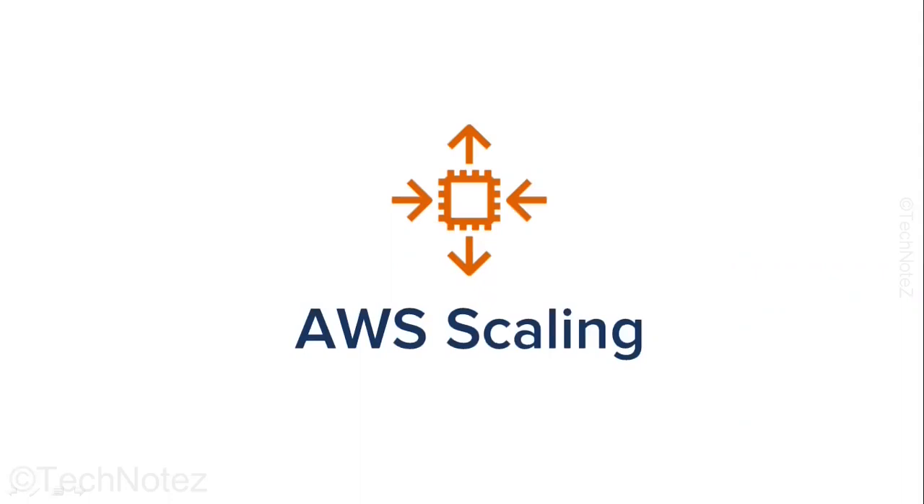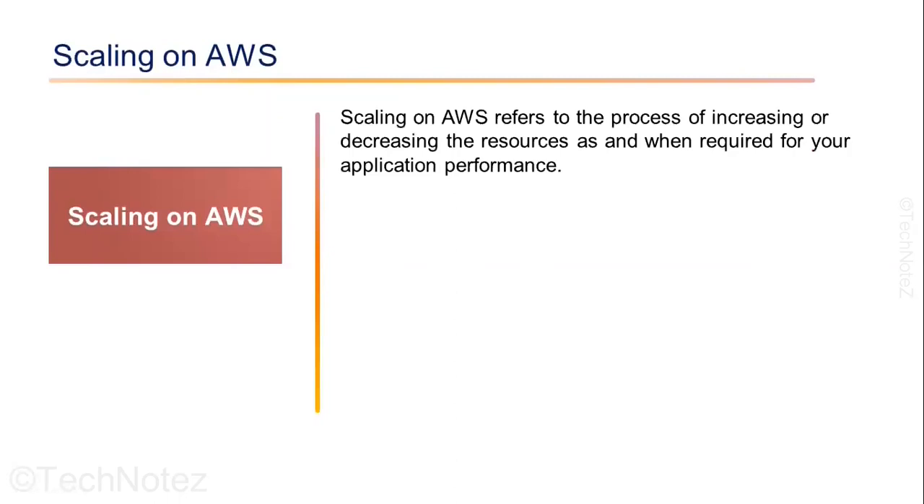Scaling on AWS refers to the process of increasing or decreasing the resources such as EC2 or RDS instances. Scaling is one of the key services that helps you to handle virtually unlimited load and requests on your cloud hosted applications. Scaling automatically increases or decreases the resources as and when required for your application performance.